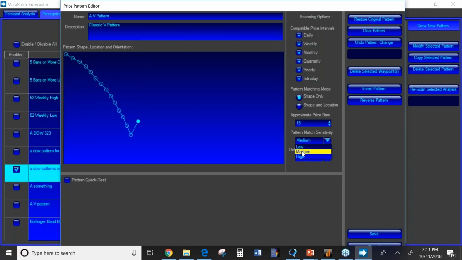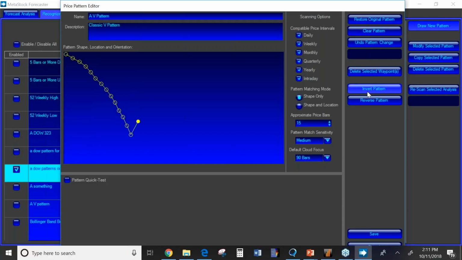In this case, I'm going to say I want a medium sensitivity. And I'm going to say this is a bar that I want you to do a default cloud focus of 90 days on. So perfect. There's also options. If I want an inverted V pattern, I can draw that. I could just invert the pattern.